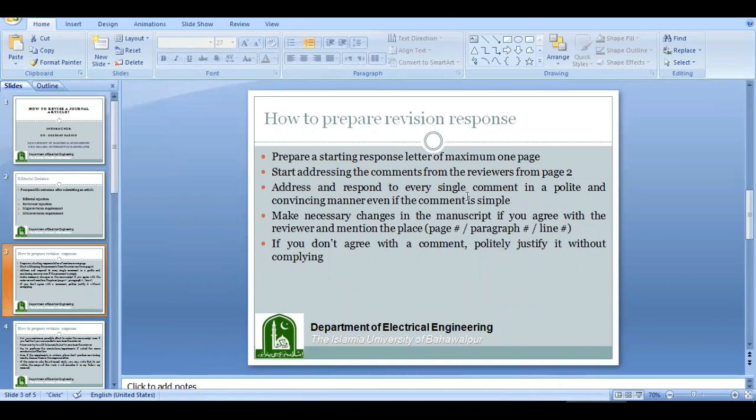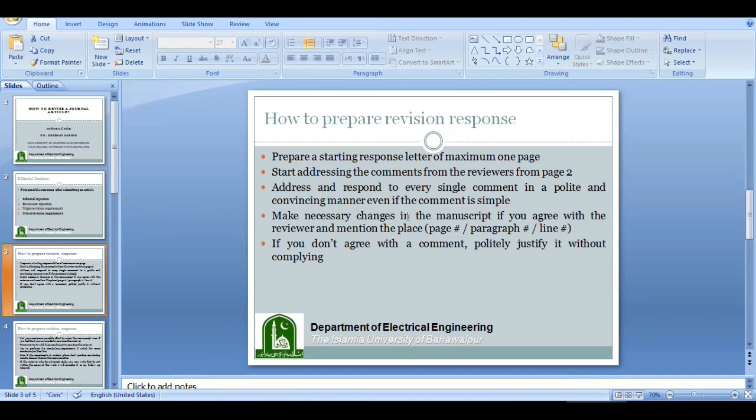Address and respond to every single comment in a polite and convincing manner, even if the comment is simple. Sometimes the reviewers ask very simple action from your side. Make necessary changes in the manuscript if you agree with the reviewer and mention the place, for example, page number, paragraph number, and line number.